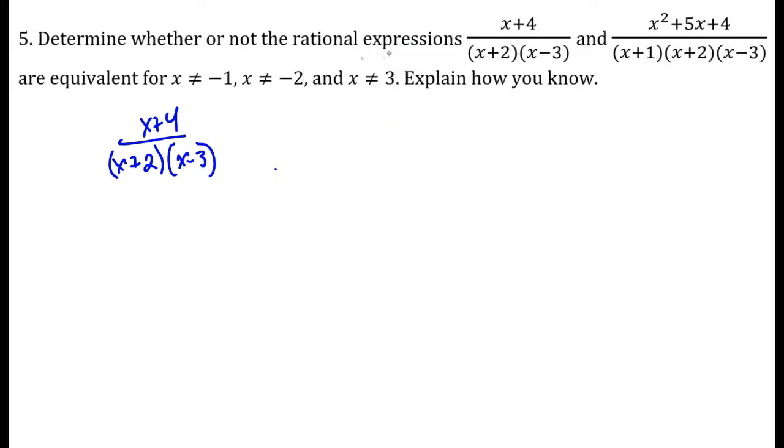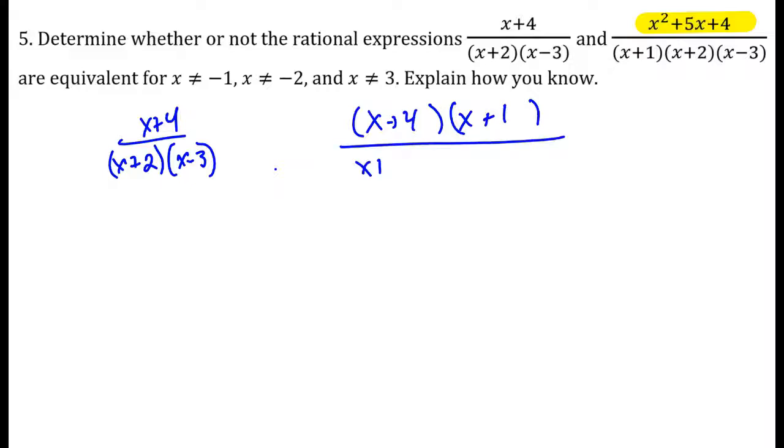This next rational expression, though, if we look at the numerator up there, that's a trinomial that we can factor. It's a leading coefficient of 1, which is good. What multiplies to 4 that adds to 5? Well, that's 4 and 1. Over x plus 1 times x plus 2 times x minus 3. So all we did there was we factored the numerator.